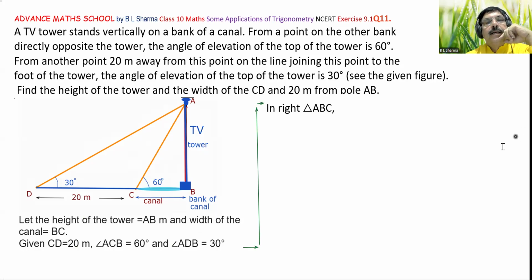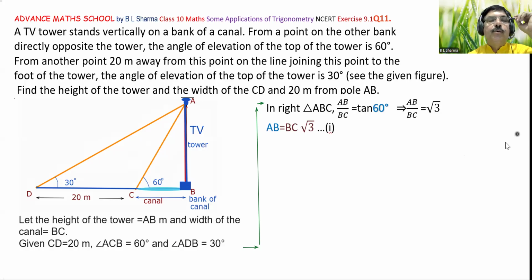Now in right triangle ABC, ये रहा राइट एंगल ABC. Here acute angle is 60 degree. So AB upon BC, AB is perpendicular, BC is base, so perpendicular upon base is equal to tan 60 degree. So AB is equal to BC, tan 60 is equal to root 3. So you can say AB is equal to BC into root 3. Mark it, equation number 1.